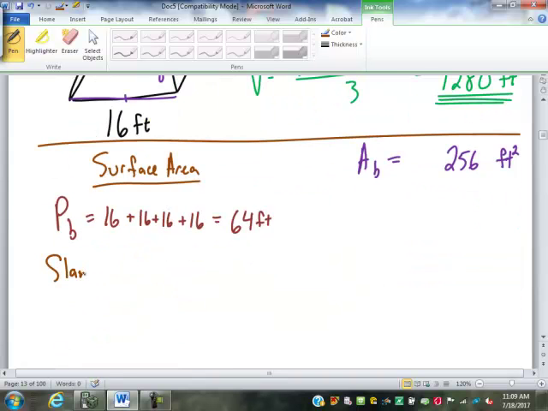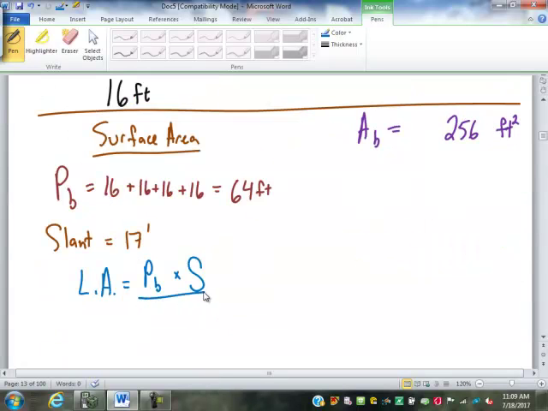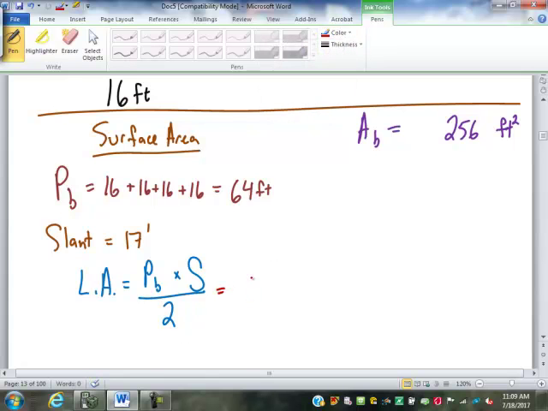is 17 feet. So now our lateral area is the perimeter of the base still, but instead of times the height, it's times the slant. And all those lateral surfaces used to form rectangles. Now they form triangles. So it's divided by 2. Two-dimensional? Yeah, areas are 2-dimensional, yeah.